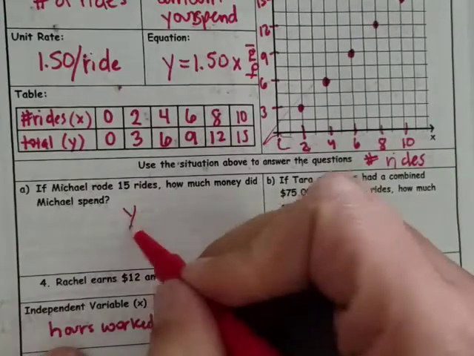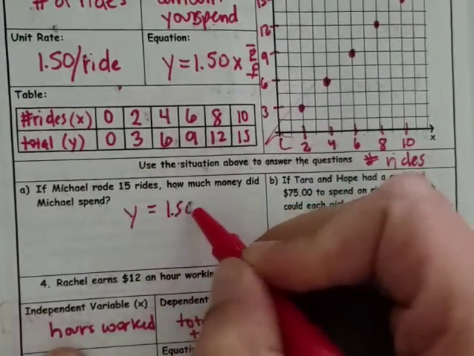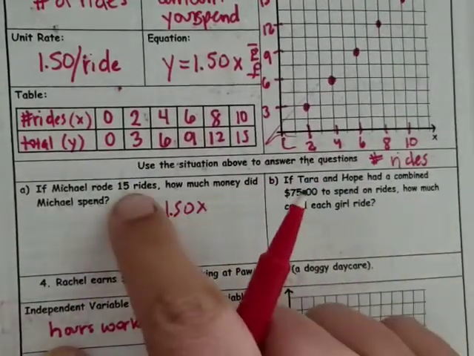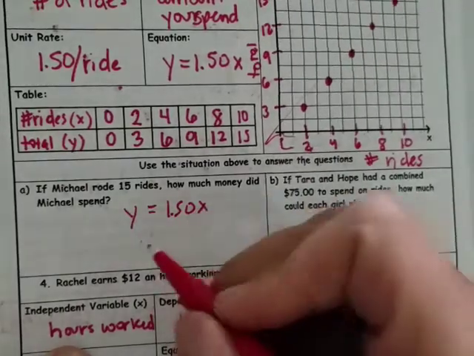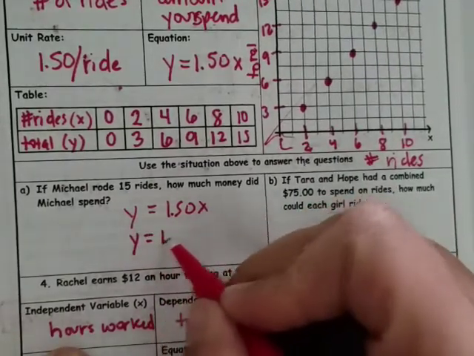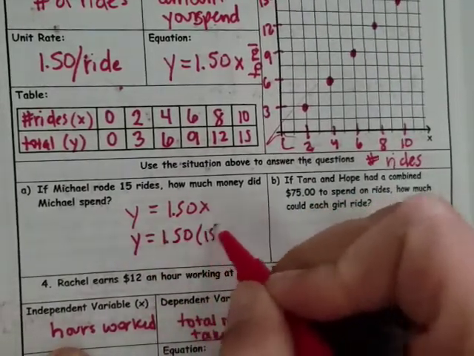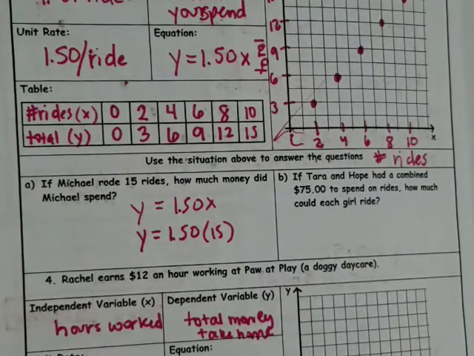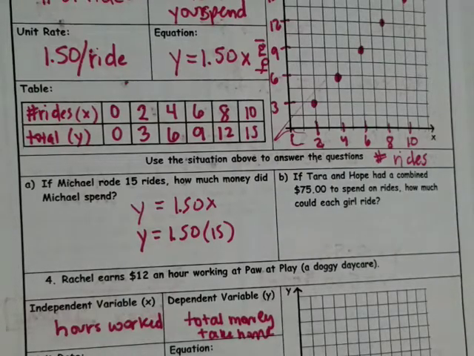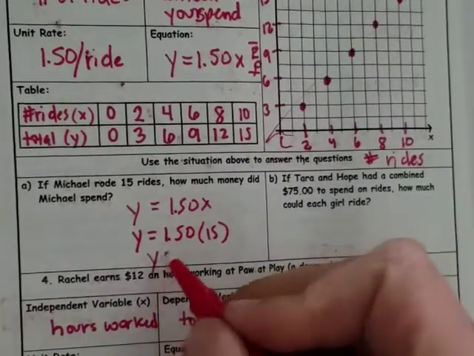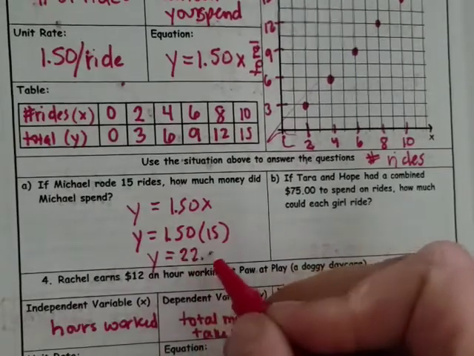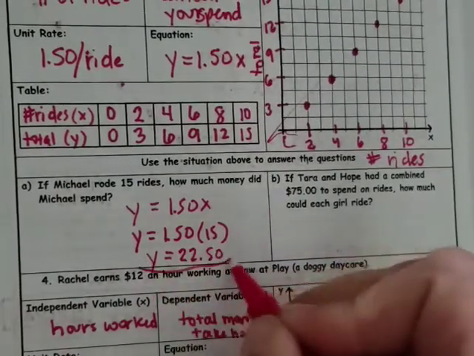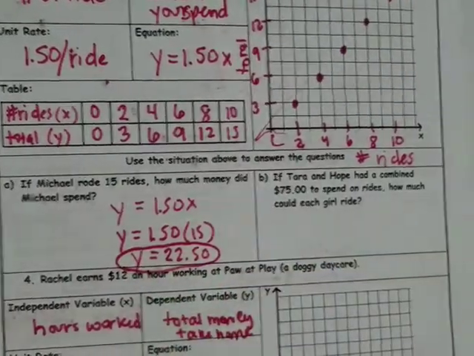So our equation is y equals 1.50x, where x is our rides. He rode 15, so that's going to go here for x. So y is equal to $1.50 times 15, and $1.50 times 15 is $22.50. So Michael's going to spend $22.50 if he rides 15 rides.